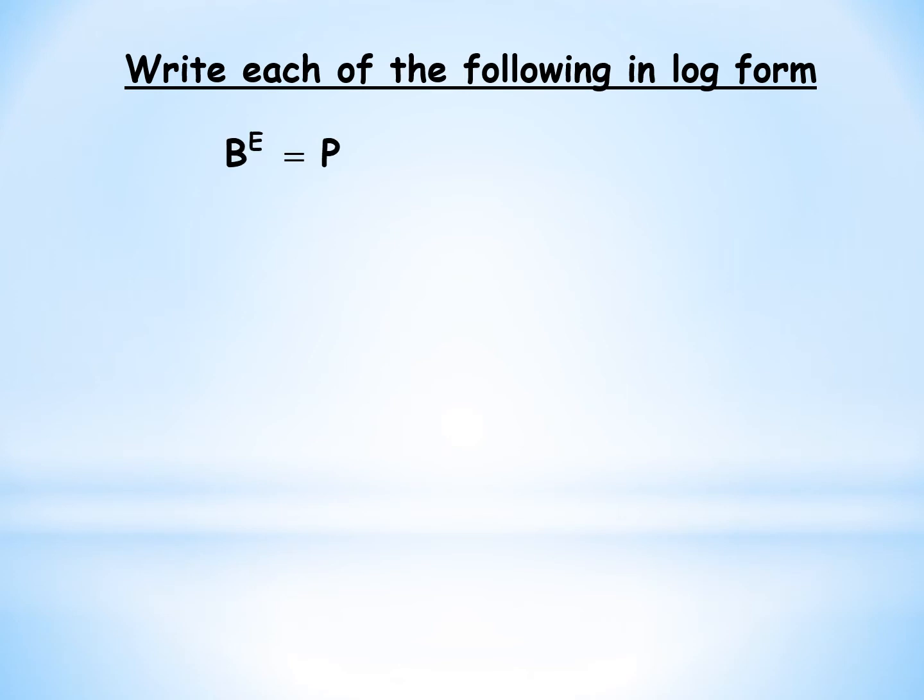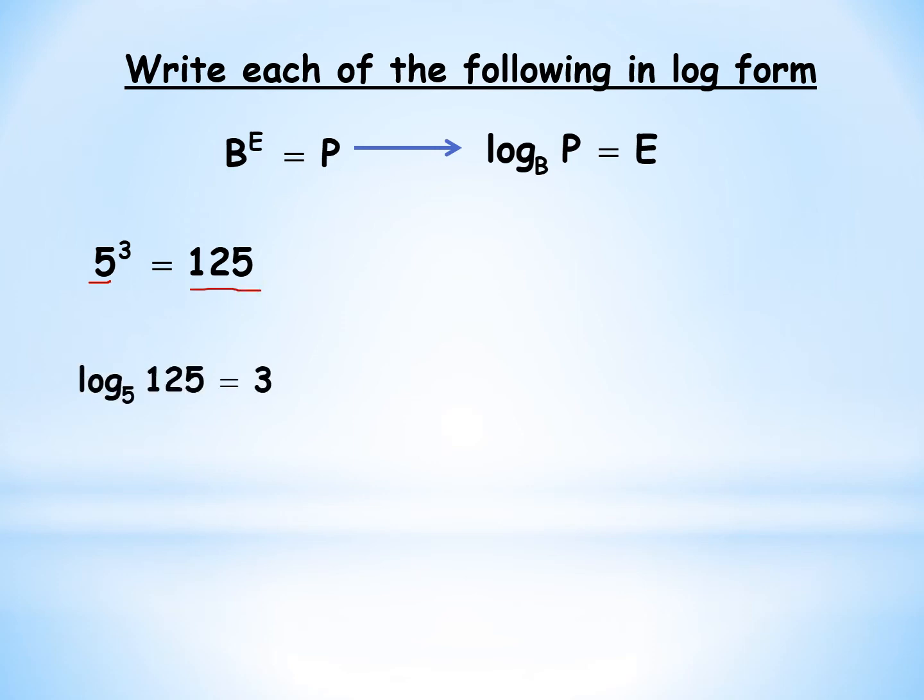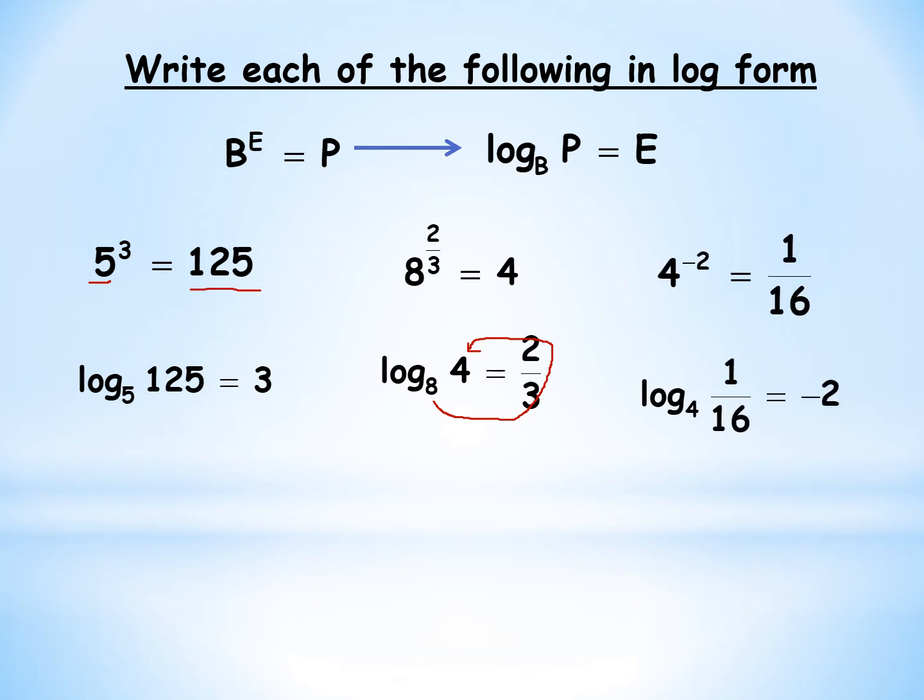So let's write each of the following in log form. 5 to the third equals 125. We're going to start by writing the word log. Then we're going to put the base, which is 5. Then we're going to put the p, which is 125, and we're going to set it equal to 3. So log base 5 of 125 equals 3. 8 to the 2/3 equals 4. Log base 8 of 4 equals 2/3. Again, you start with the base, then you pick up the exponent, and you end up with the p. Log base 4 of 1/16 equals -2.